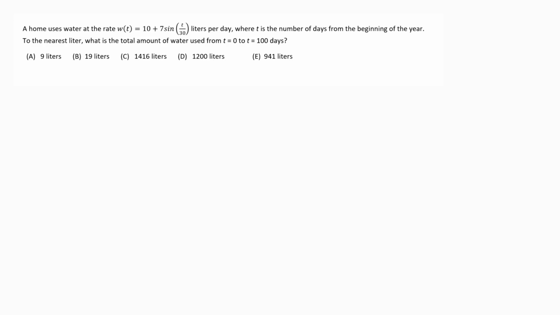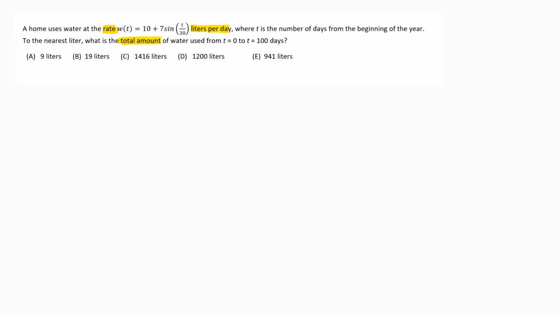As we read through this word problem here, there's some keywords that you want to look for on problems like this to help you understand what exactly it is you're looking at. So we've got a home uses water at a rate. Notice that term rate there. And they give us this equation, and it's in liters per day. Those are the units. Where T is the number of days from the beginning of the year. To the nearest liter, what is the total amount of water used from T equals 0 to T equals 100 days?